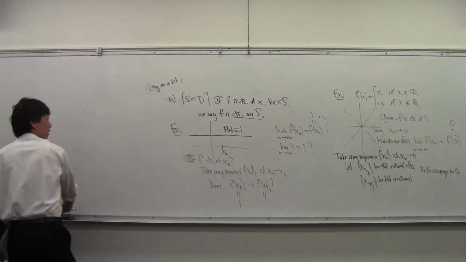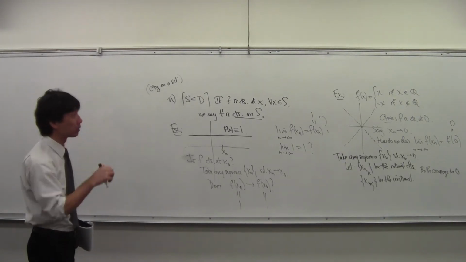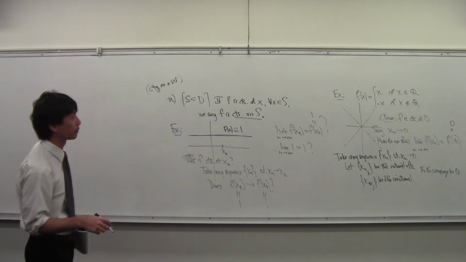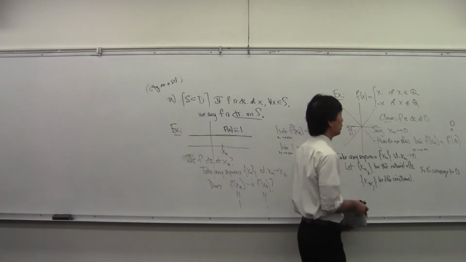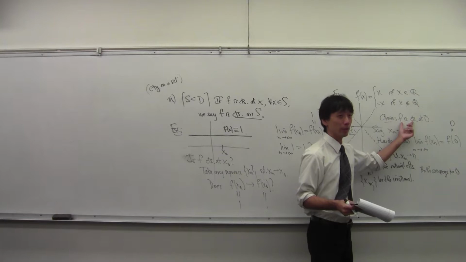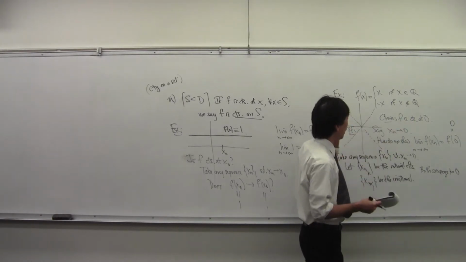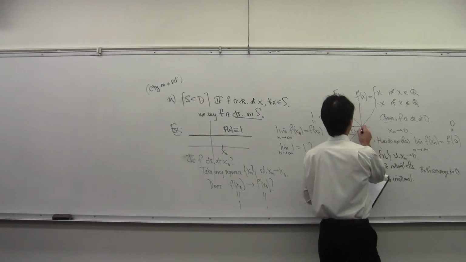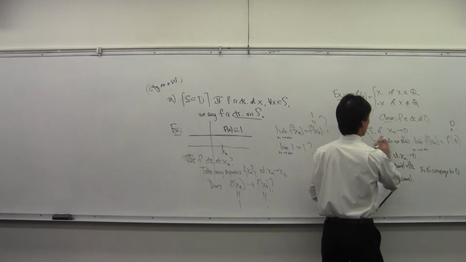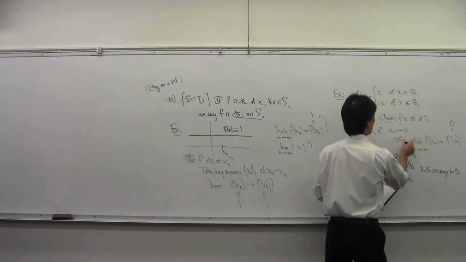Professor, when we say x_n goes to 0, is that something we're given, or where did that come from? So that is a proof. We want to show that f is continuous at 0. What do we have to do? We want to show that if x_n goes to 0, then f(x_n) goes to 0.